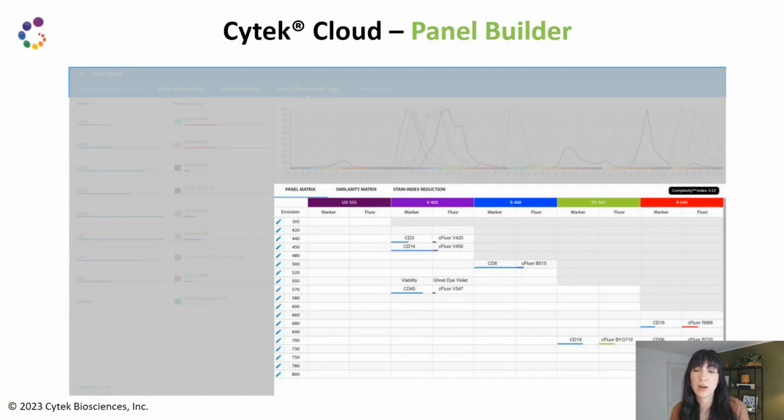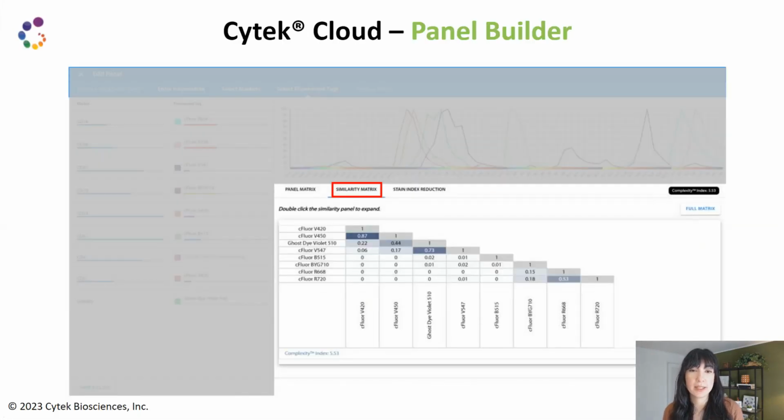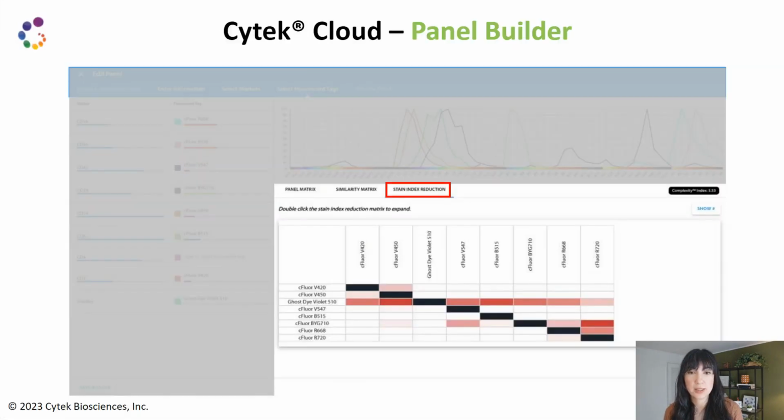You also will get a bar underneath the marker name separately from the bar underneath the fluorochrome. And the one under the marker is something that you can manually set yourself to help you keep in mind what is the antigen density of that particular marker. We also have the similarity index that's going to calculate based on the fluorochromes that you've put into your panel matrix, as well as the stain index reduction matrix to give you a sense for the worst case scenario of spread. And that's going to calculate specifically based on the fluorochromes that you have in the panel matrix, which is really, really awesome.